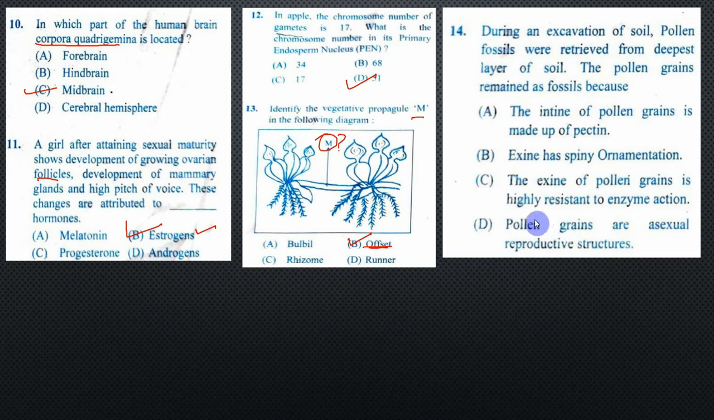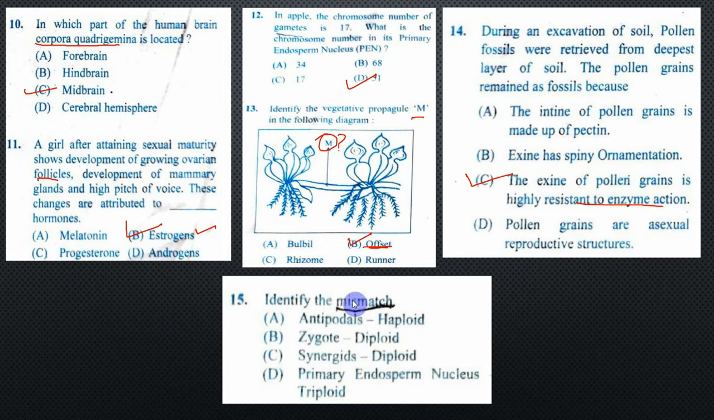So if you remember, the pollen grain basically has two layers. That is, the outermost is the exine and the inner is the intine. And as we know, exine is a very tough material, sporopollenin, and exine is very much resistant to enzymatic action. So based upon this, C is the right answer for this question.